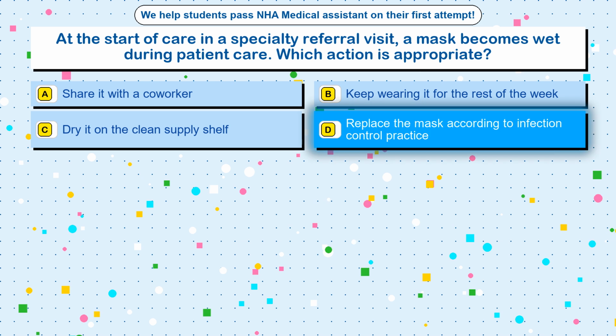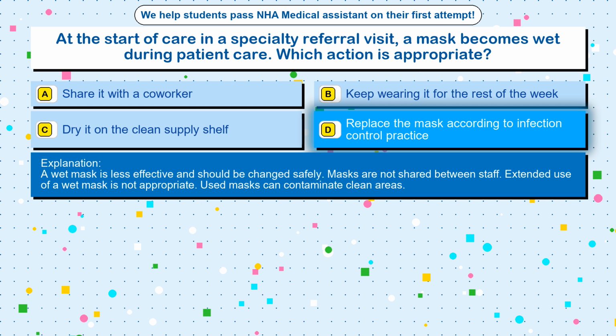The correct answer is option D, replace the mask according to infection control practice. A wet mask is less effective and should be changed safely. Masks are not shared between staff. Extended use of a wet mask is not appropriate. Used masks can contaminate clean areas.